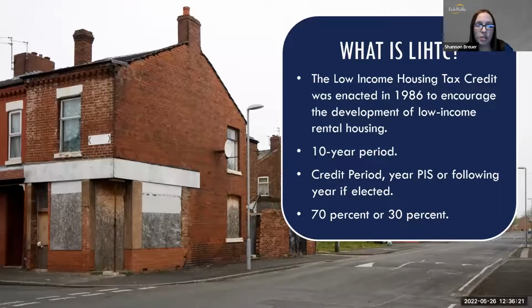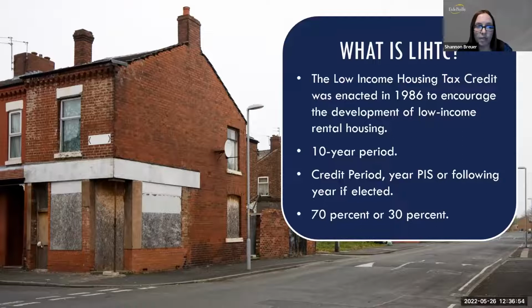So first, let's start with the basics of what is the low-income housing tax credit. People hear a lot about cost seg, they hear a lot about 45L, but not often do they hear about the low-income housing tax credit. It was enacted in 1986 to encourage the development of low-income rental housing. The credit is allowed over a 10-year period, beginning with the year the property is placed in service, or if the taxpayer so elects, the following year. This is what we call the credit period.